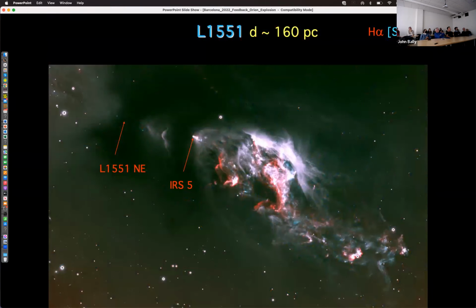This is IRS-5, a binary star, maybe a triple system, with 2 jets driving this complex shock system. This loopy structure actually comes from an embedded source here, L50 northeast. You see 2 knots. These are moving at 200 kilometers per second in opposite directions from that invisible source. Okay.